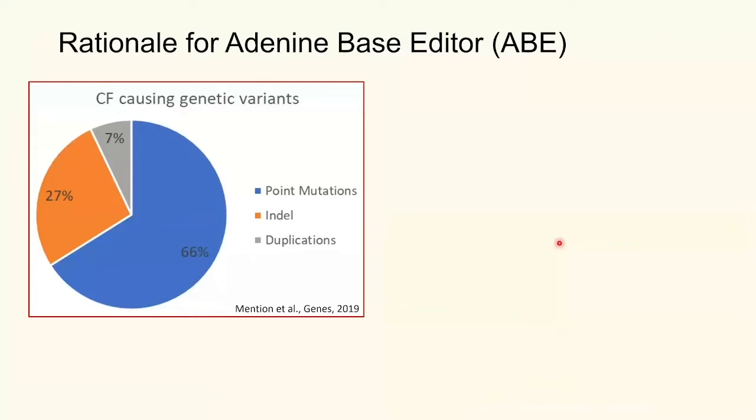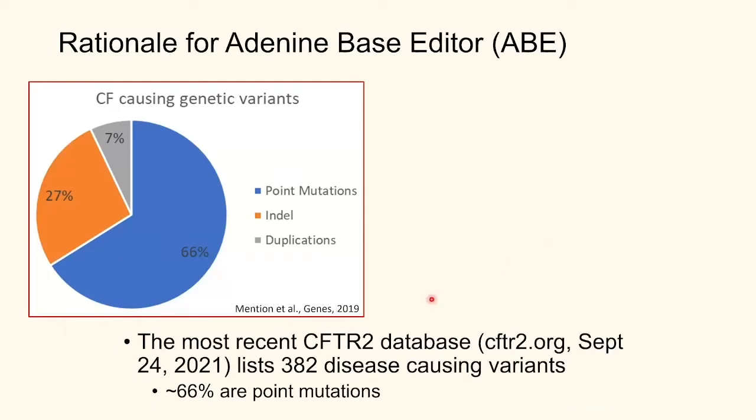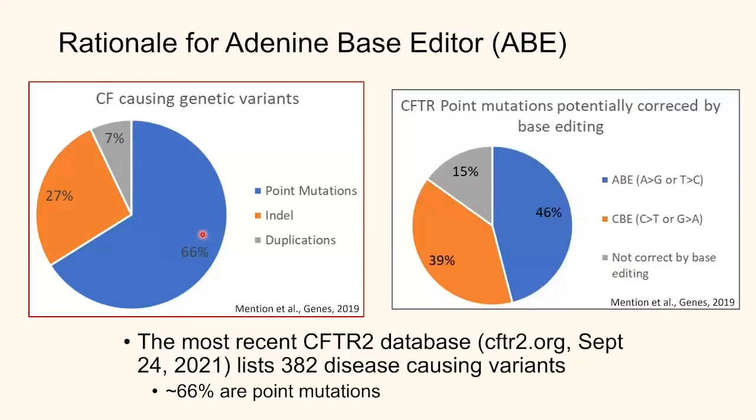There are several methods to target the CFTR gene for correction. One of these methods includes the application of adenine base editors, or ABEs. Of all CFTR mutations, 66% are single-point mutations, and of those single-point mutations, adenine base editors can repair 46%.